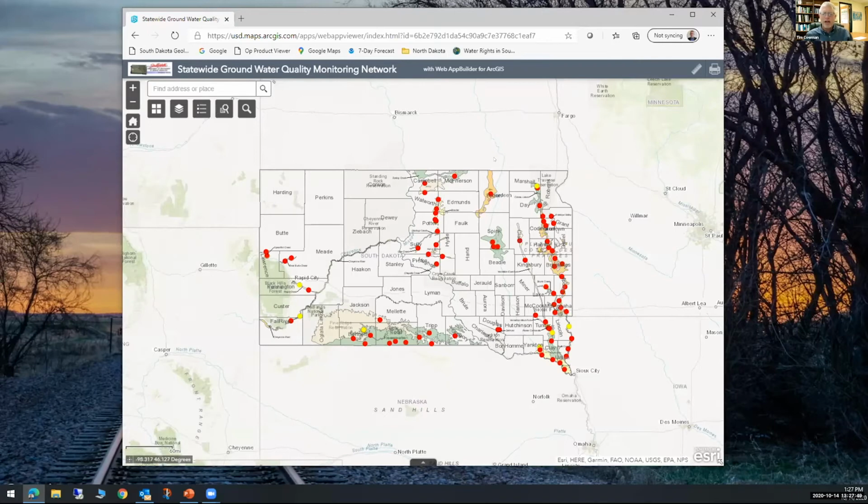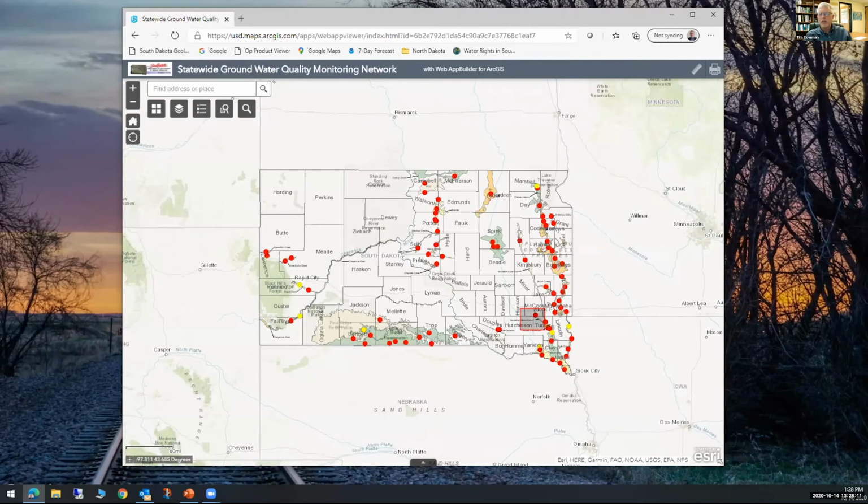So I'm actually live on the website right now on the interactive map. And first we see a map of the aquifers shown in colors, and then also red dots wherever we have a monitoring site. So there's two different ways to look at the data. One is to look at it by aquifer, what's happening in the aquifer in general, and the other is looking at what's happening at a particular site.